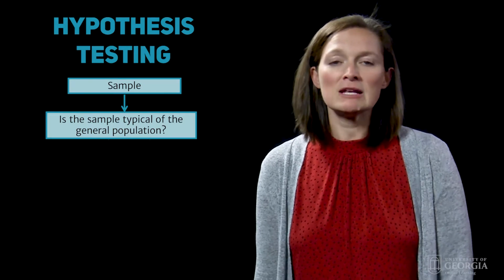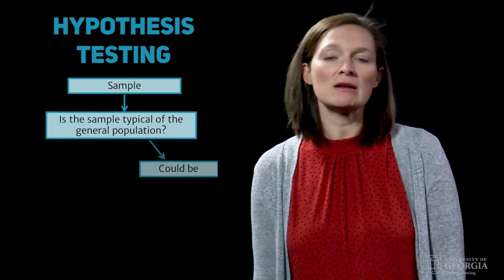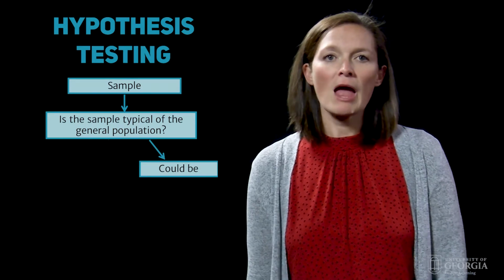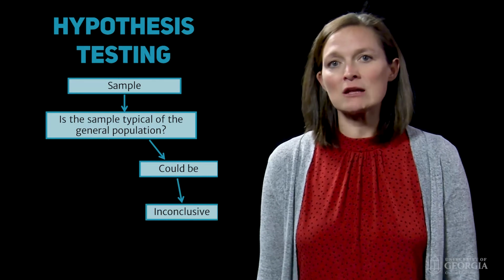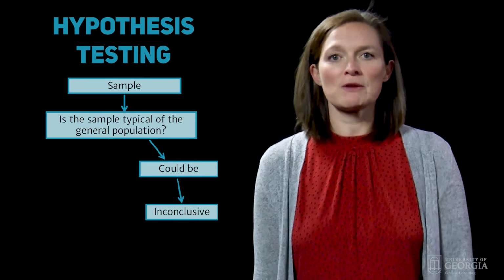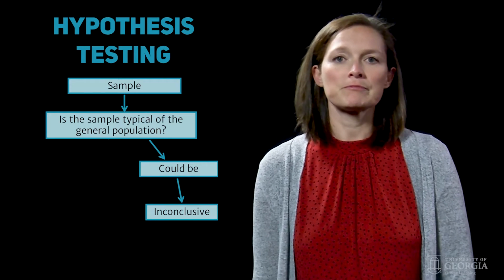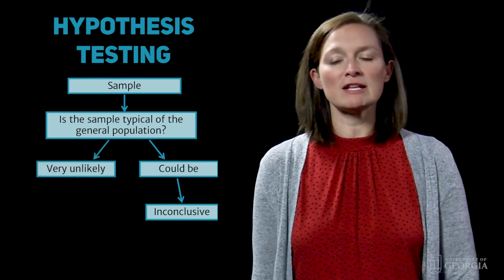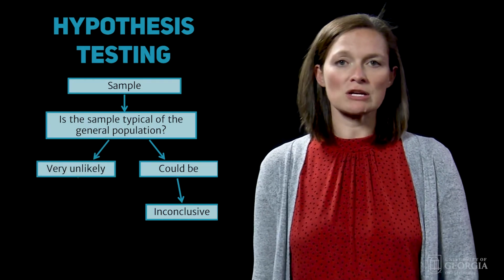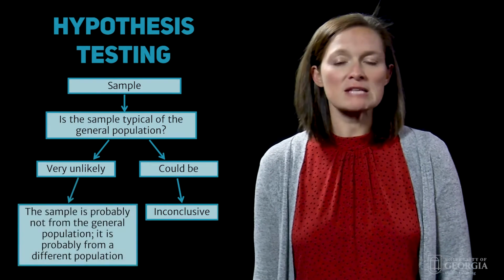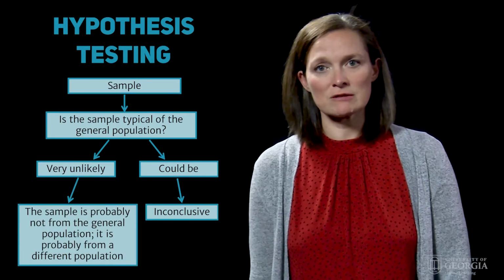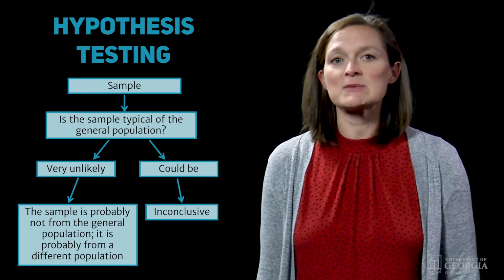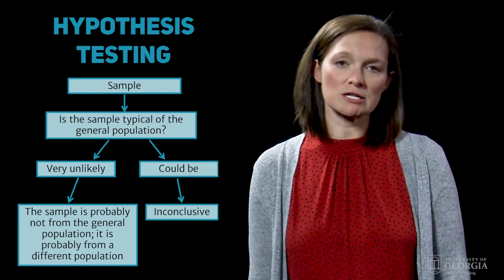If the sample mean is one that commonly occurs, then we determine that it could just be a random sample pulled from the general population. As a result, our sample data are considered inconclusive. We can't determine much about the population from this sample. On the other hand, the sample we measure could be very unlikely to have come at random from the general population. In this case, we'll conclude that the sample is probably not from the general population. Instead, it's probably from a different population, a population that has a specific feature or a specific trait of interest.